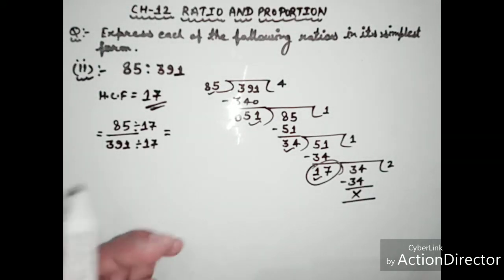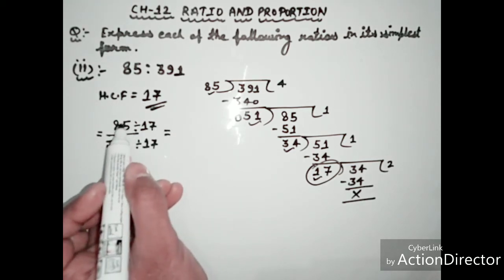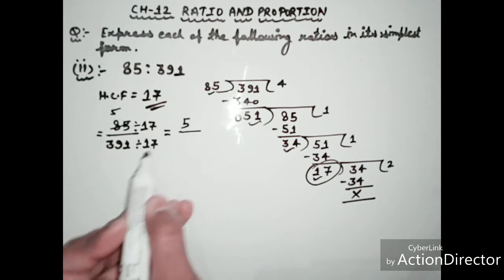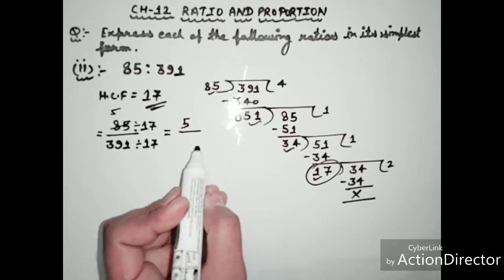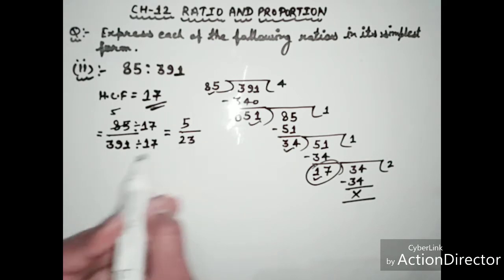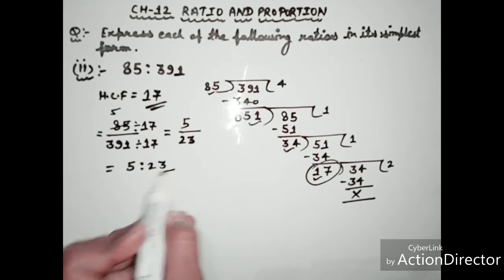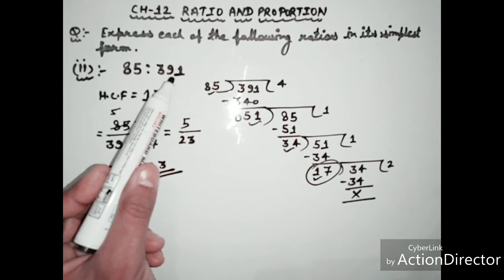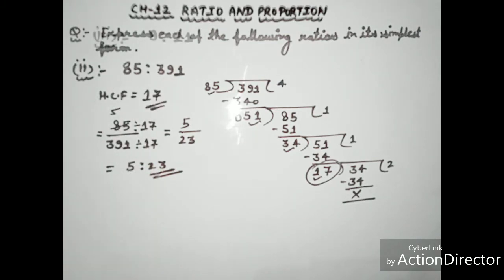When we divide 85 by 17, 17 5s are 85, and 391 divided by 17 is 23. So here we write 5 ratio 23. So the simplest form of 85 ratio 391 is 5 ratio 23.